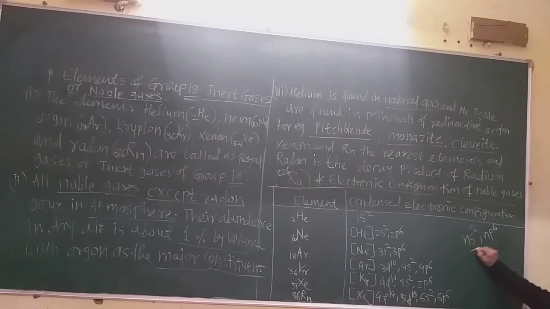That means the last shell is completely filled, having the octet, that is 8 electrons, so they have no reactivity to react with the other elements in the periodic table. They remain inert, but very few elements can react with these inert gases. There are some compounds also of these inert gases, but very rare compounds.